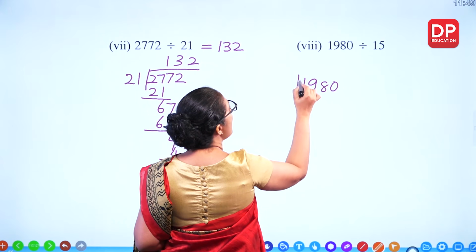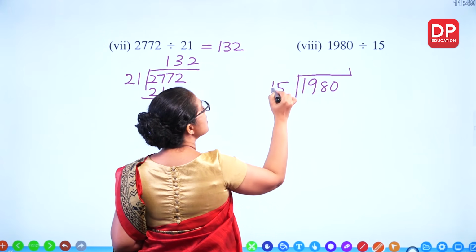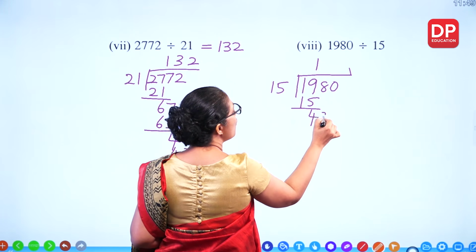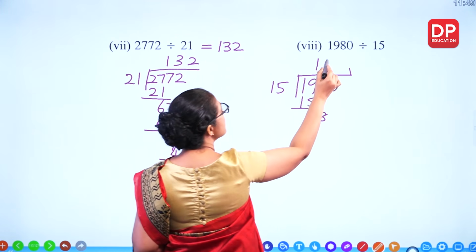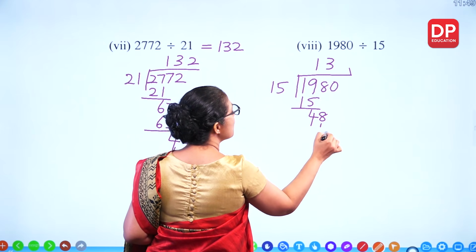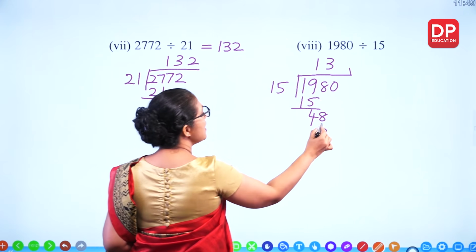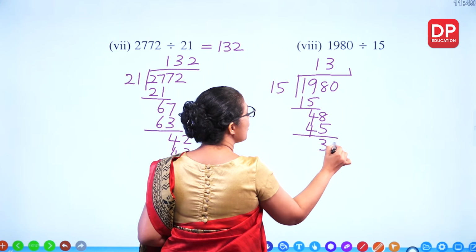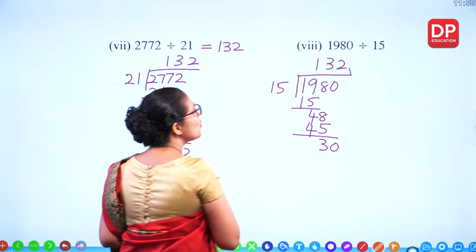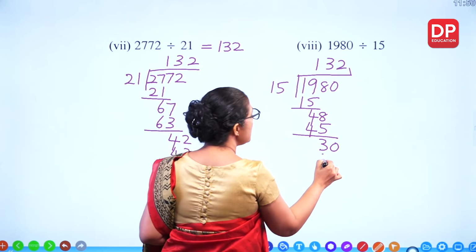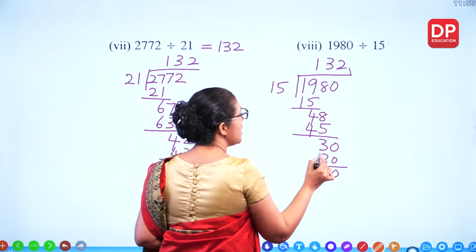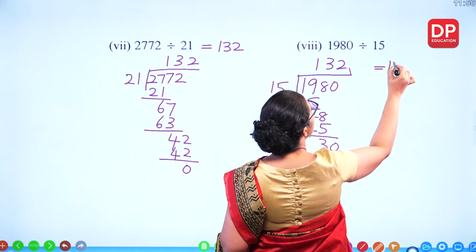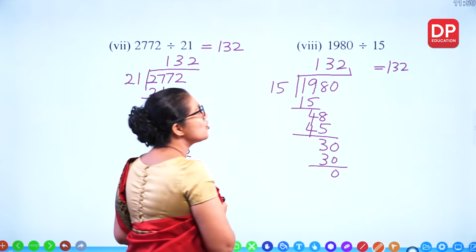This one, 1980 divided by 15. 15 times 1, 15. Remainder is 4. For 48, that's 3. 3 times 5, 15. 1 remaining. And you get 4 here, 45. 3 remaining. For 30, that's 2. 2 times 15, 30. Remainder is 0. So what's the answer? 132.